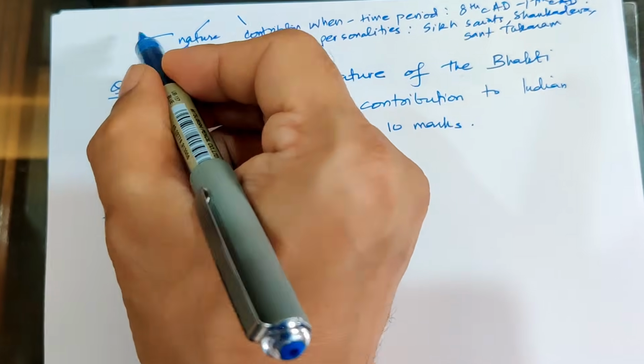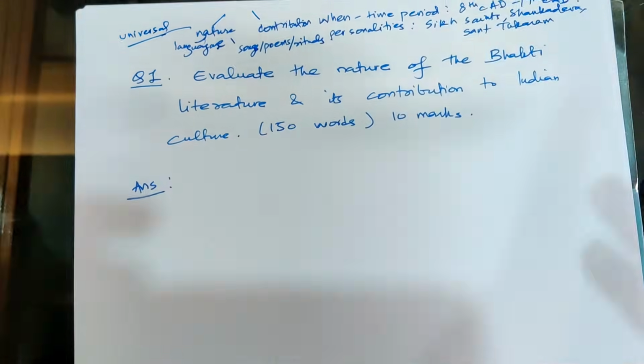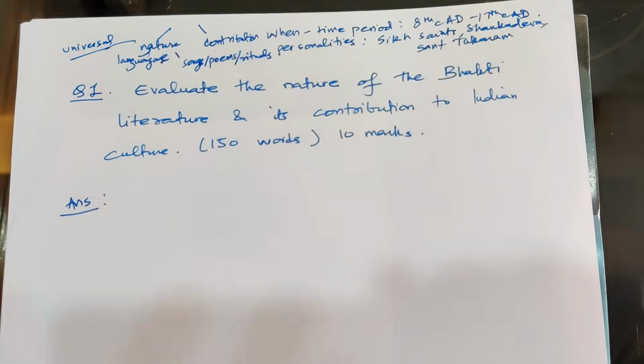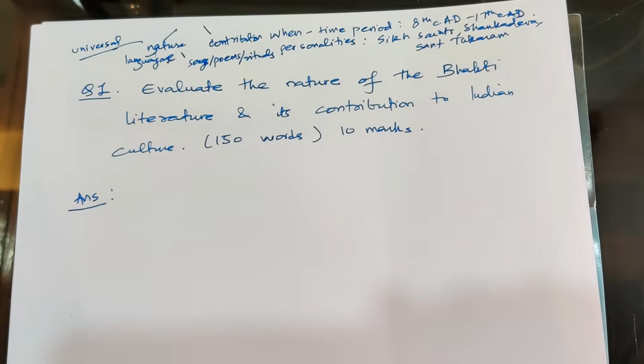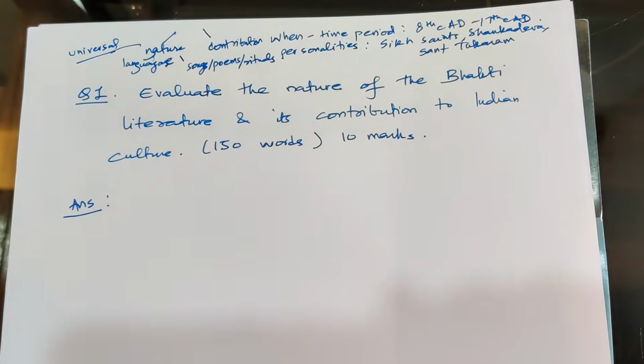And they were mostly universal in nature. By that I mean that they were non-sectarian. They appealed to everyone. They appealed to the masses. Regardless of whether they were coming from an Islamic background or a Hindu background, they still appealed to everyone. So this was the kind of nature.